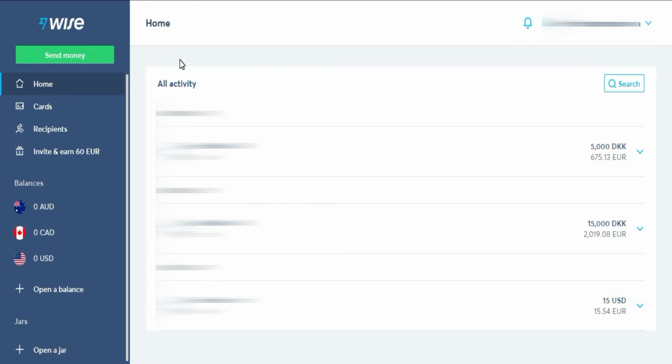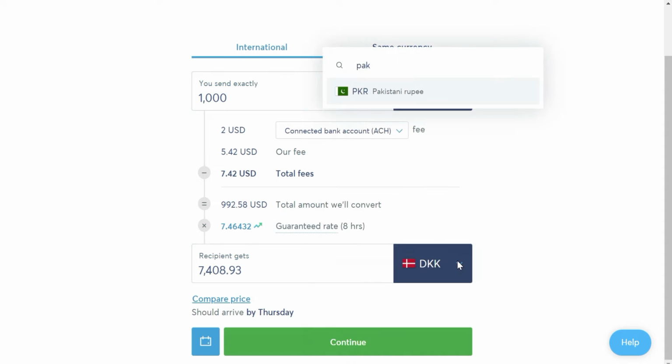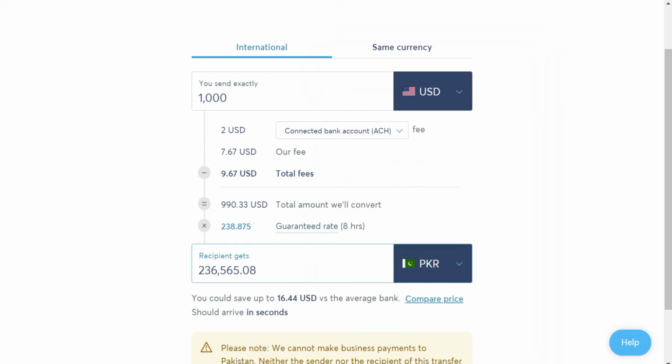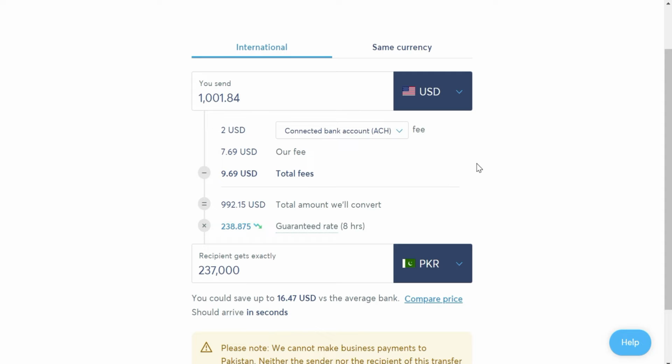Here, we will indicate the two currencies, the one we will pay with, in this case dollars, and the one we want to send, in this case, Pakistani rupee. Then the amount we want to send. Here you can indicate the dollars, or if you need to send a specific amount in the other currency, you can also indicate it and see the total amount of dollars. We continue with the commissions.